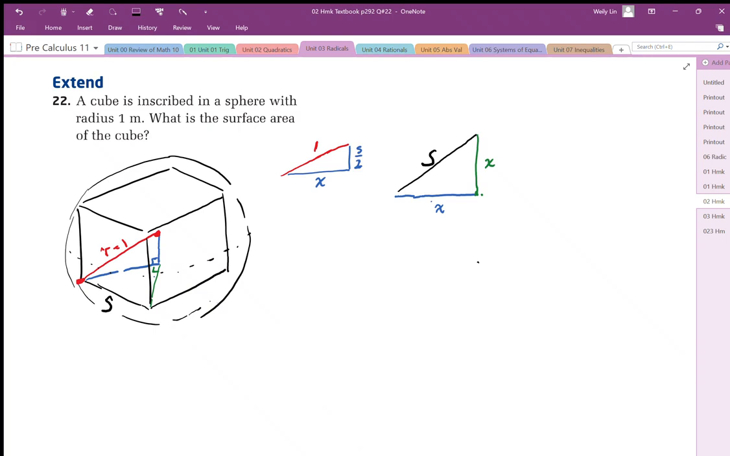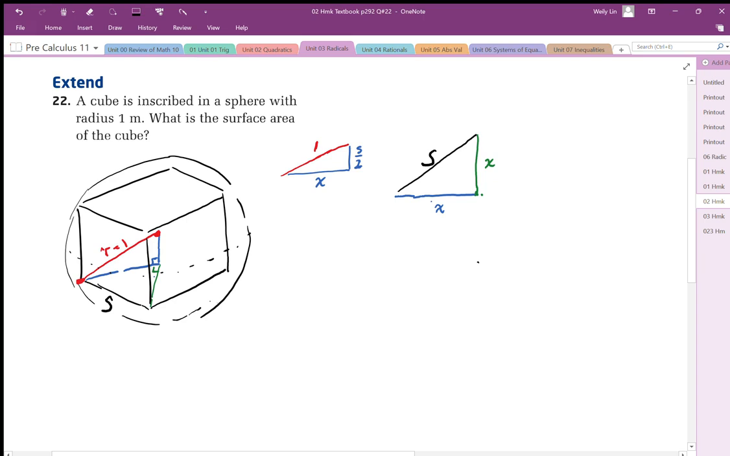Question number 22 says a cube is inscribed inside a sphere, and the sphere has a radius of 1 meter. What's the surface area of the cube? So really what we want to do is find the side length s of the cube. And if we find s, or s squared in this case, we can find the surface area of one side and multiply that by 6 to get the total surface area.